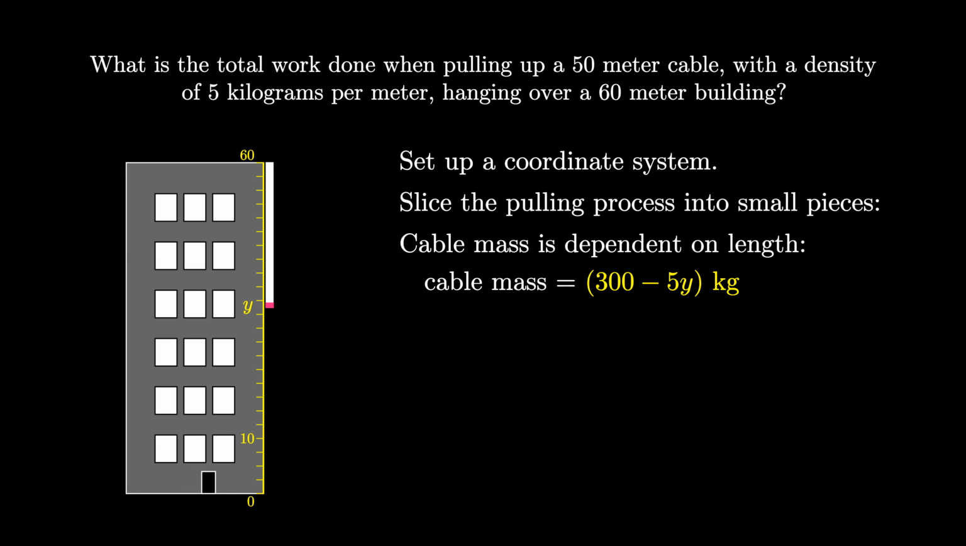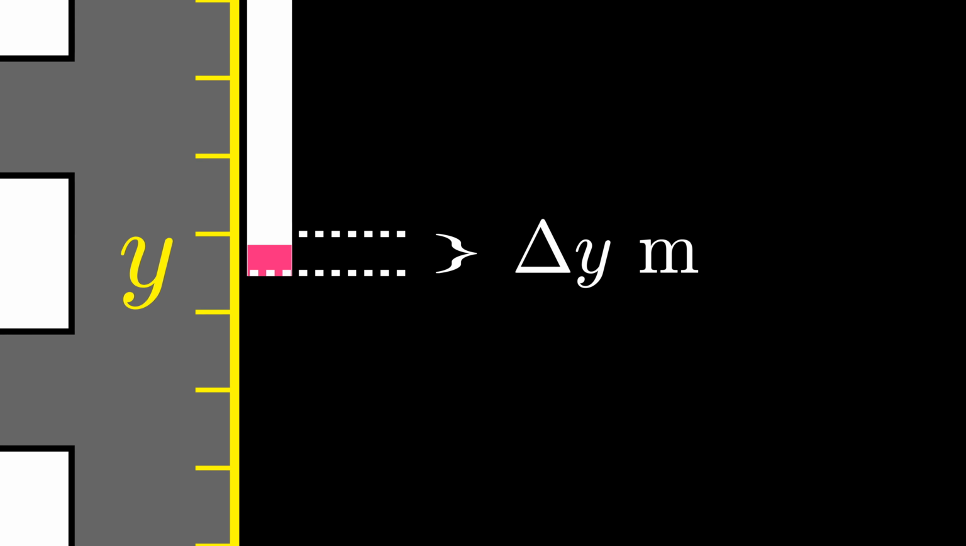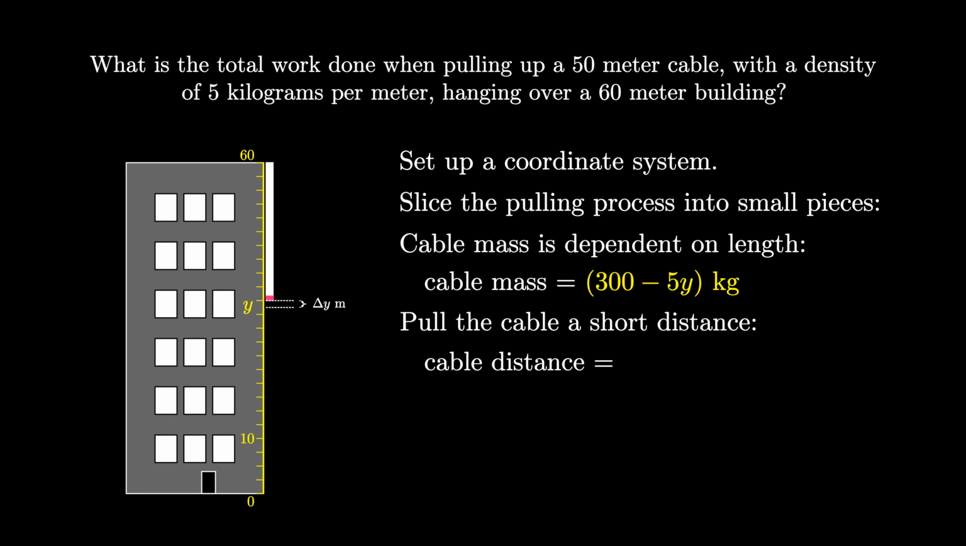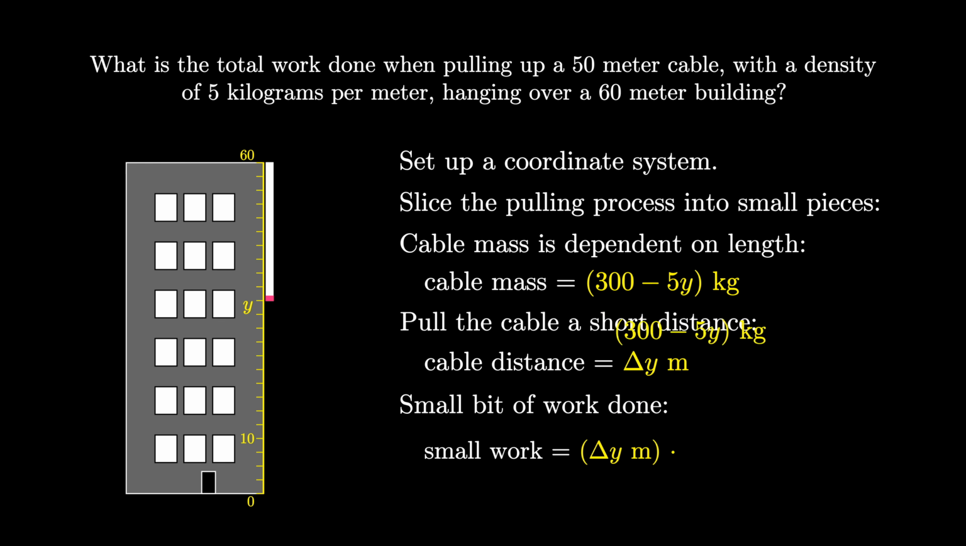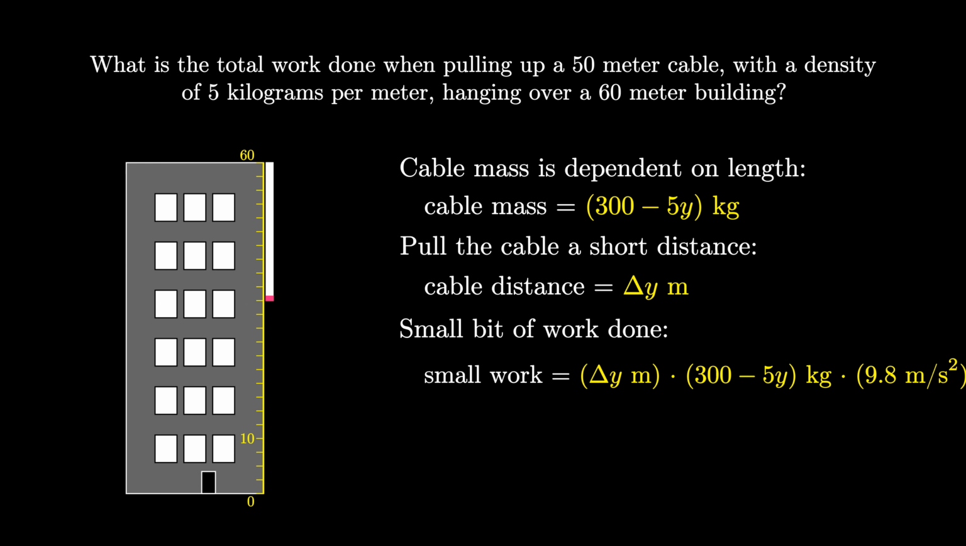If we zoom in again, we see that we are going to pull the cable a short distance. We're going to call this distance delta y meters, and that means that the distance this portion of cable is pulled is exactly delta y meters. But then we have enough information to determine the amount of work done to pull the cable through this small distance slice. That work is given by delta y meters multiplied by 300 minus 5y kilograms times 9.8 meters per second squared, where the latter product is again the force given by mass times acceleration. This work computation simplifies to 9.8 times 300 minus 5y times delta y Newton meters.